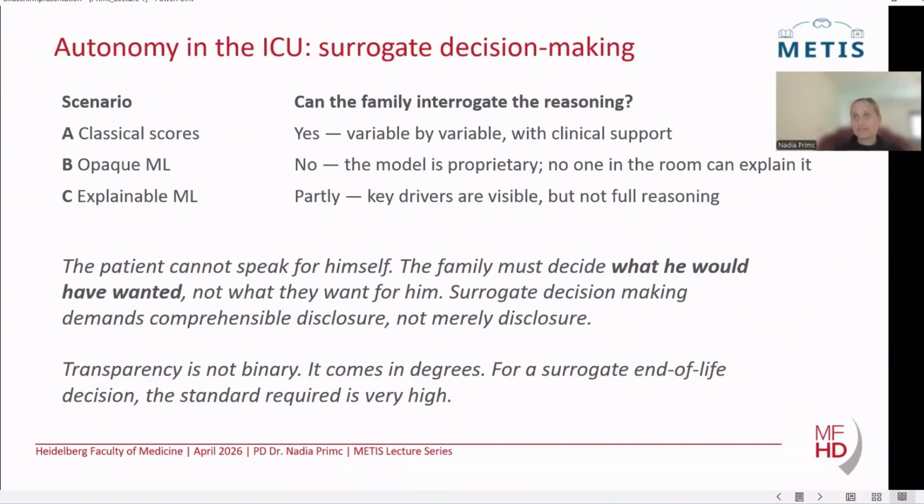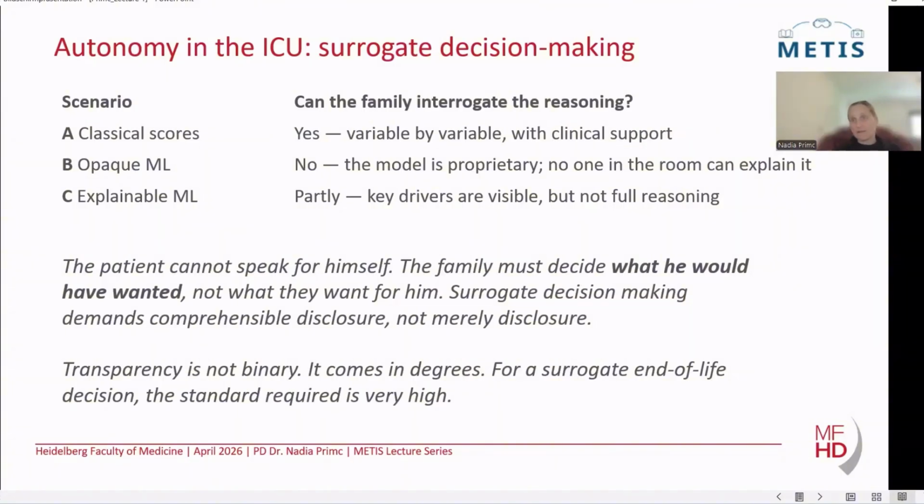Surrogate decision-making means speaking for someone who can no longer speak, based on his known values and expressed wishes. So to do this, the family must receive clear information that they can generally engage with. If we apply this to scenario A, the clinician can explain the APACHE-2 score variable by variable. The family can ask whether the diabetes is included, whether the kidney disease is accounted for. The physician can answer each question the family poses directly.